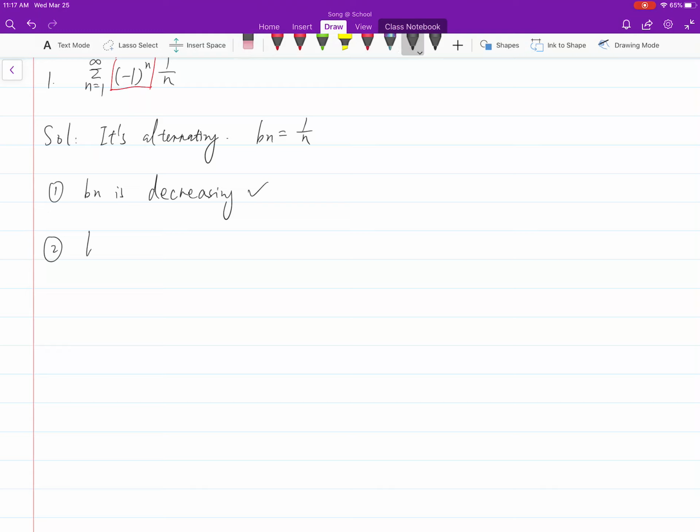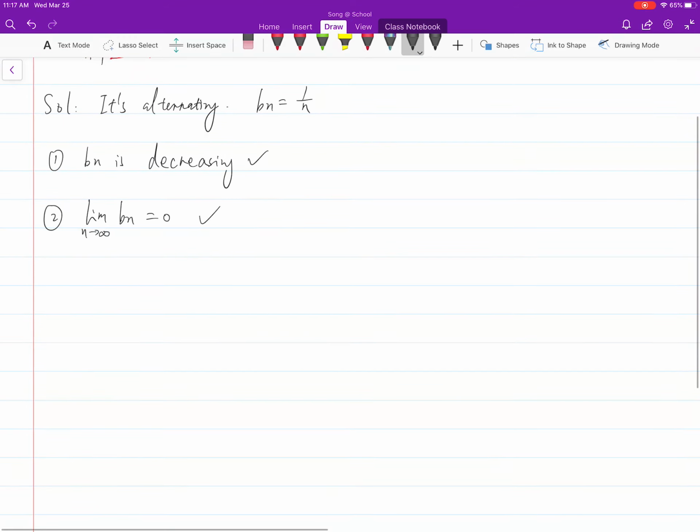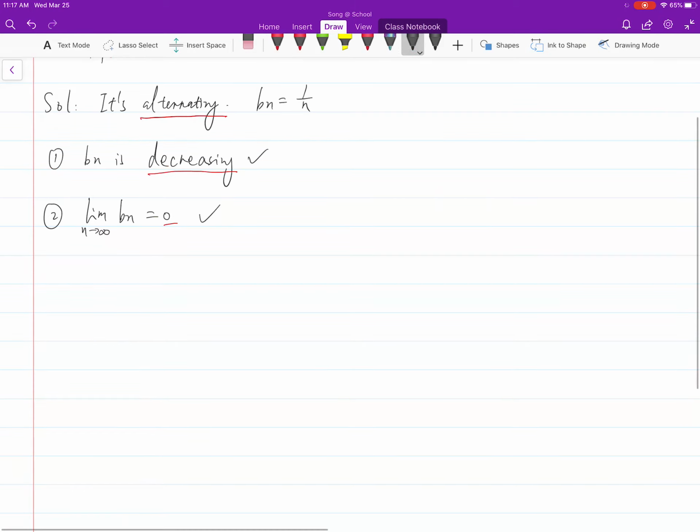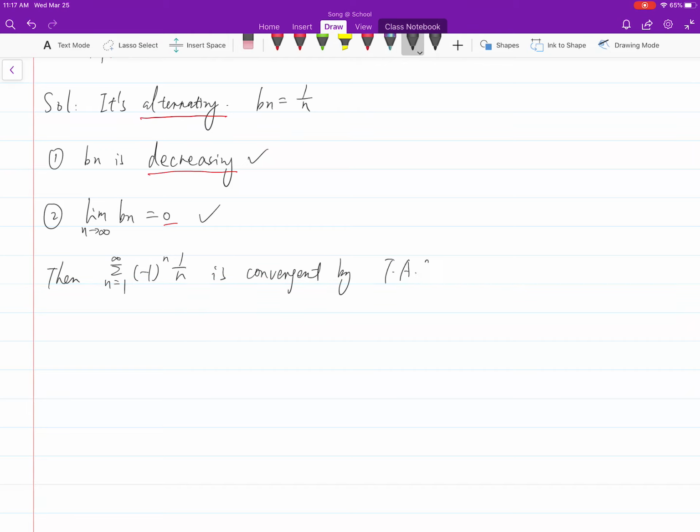Number 2. What's the limit as n goes to infinity of Bn? In this case, 1 over n. Clearly it's 0. Okay, so let's check. It's alternating. It's decreasing. And the limit is 0. All checked. We can say that the series is convergent by the alternating series test.